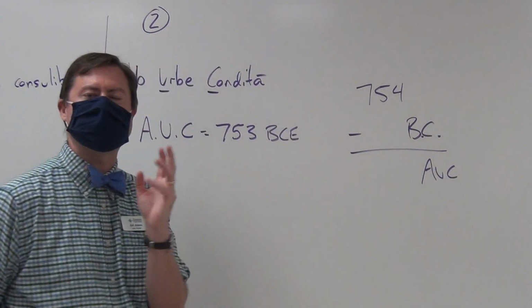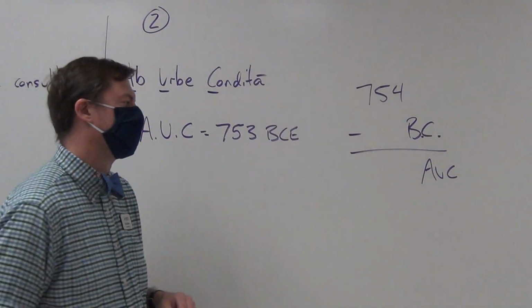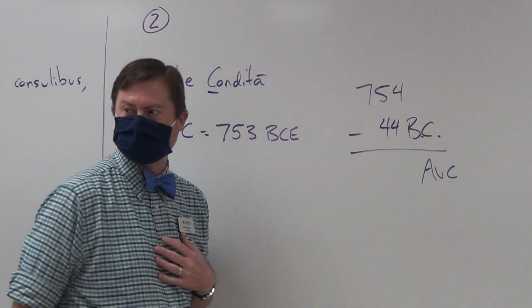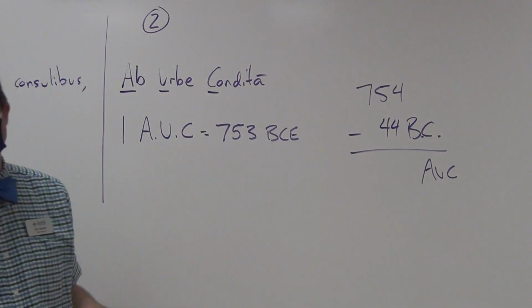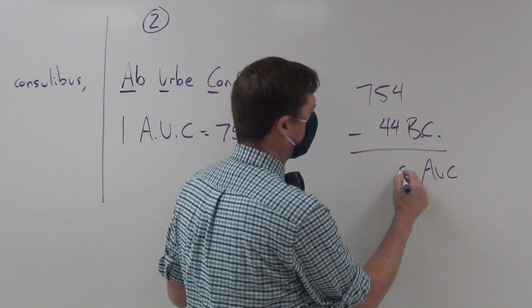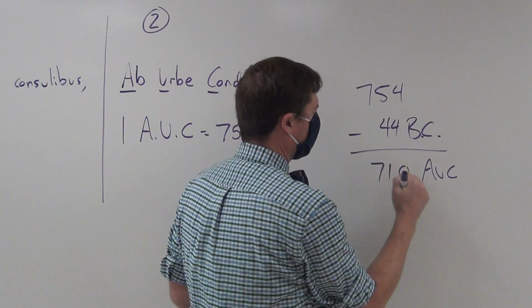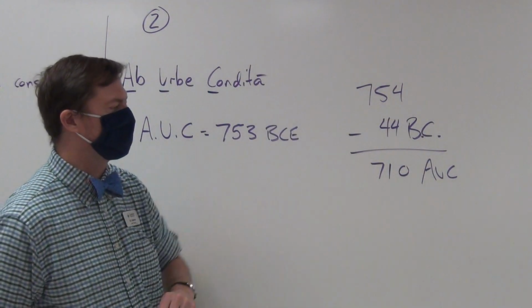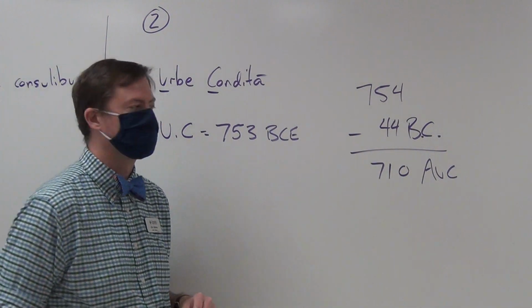So let's take the assassination of Julius Caesar. He was assassinated in the year 44 BC for us. But to the Romans, they wouldn't have considered that 44 BC. Instead, they would have considered that to be 754 minus 44. Caesar was assassinated in the Roman mind in the year 710 AUC.